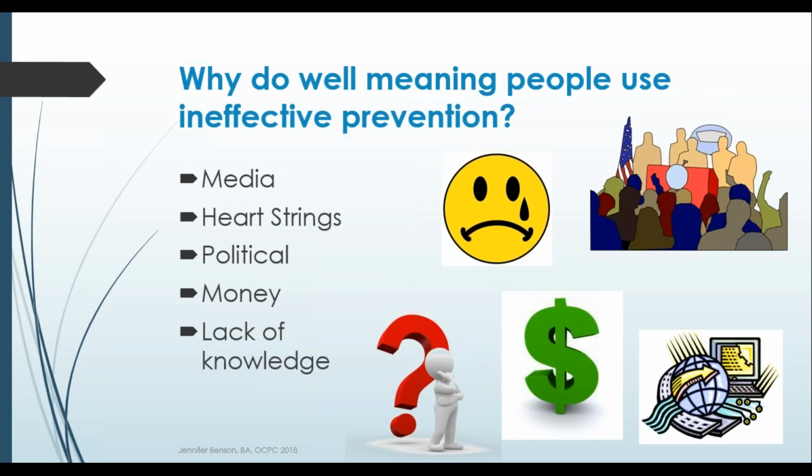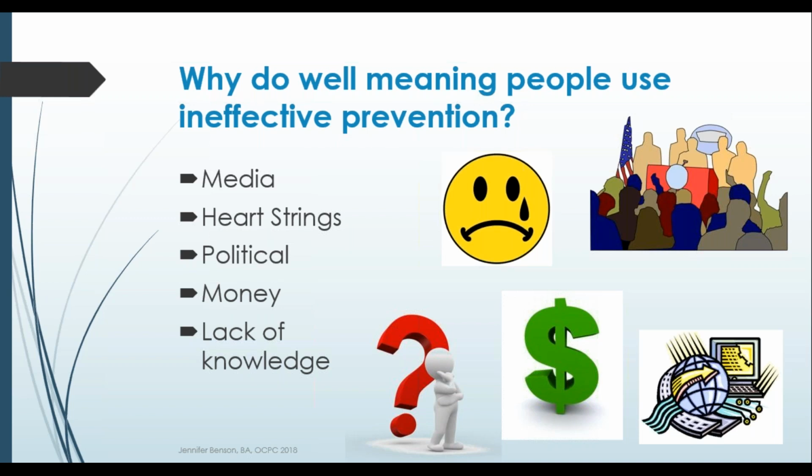So why do well-meaning people use ineffective prevention? We know that there is a science behind prevention, and some ways work more effectively than others. There can be many reasons that people might not use the most effective prevention. The view of prevention in the media is one. People see a lot of scare tactics in the media. An activity might tug on people's heartstrings, such as a mom telling the story of her addicted child.